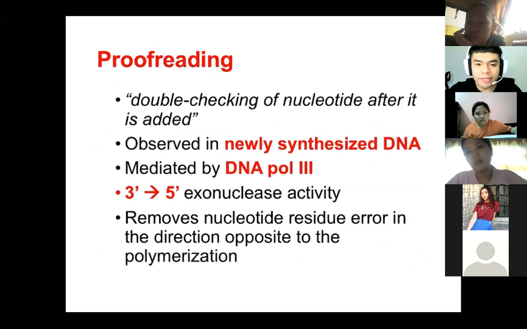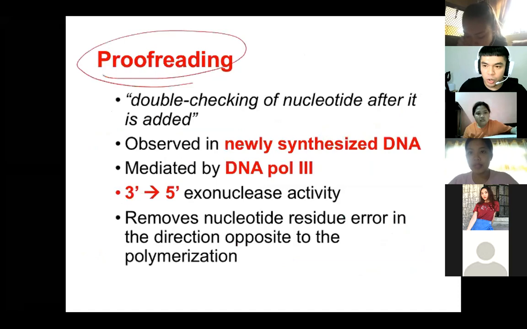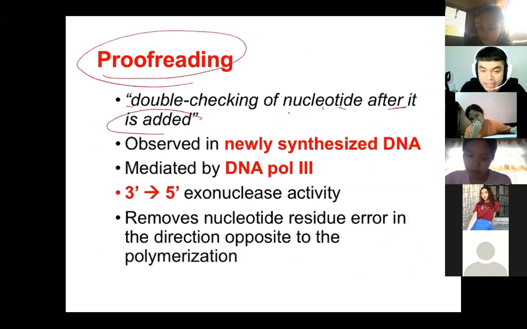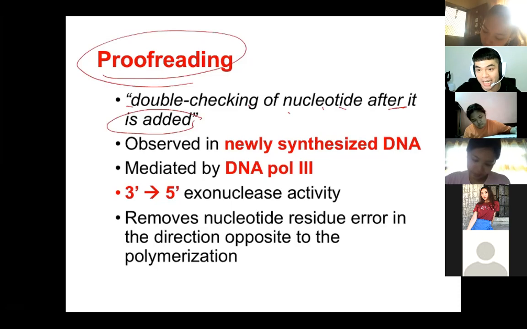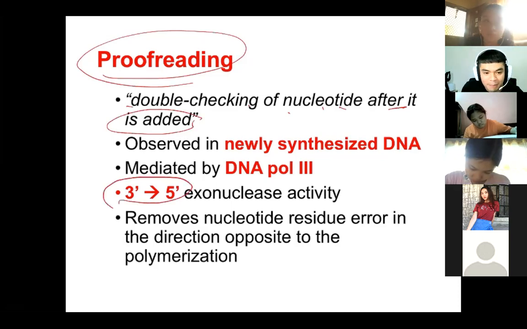And then, one distinct property also of DNA polymerase 3, it can double check kung ano yung natapos niya, kung ano yung nagawa niya. So sabi dito, double checking of nucleotide after it is added. So yun nga, pag pwesto ng isang nucleotide, paglipat sa kabila, babalikan na naman. Tama ba to o mali? So since babalikan, dapat ang movement ng polymerase kabaliktaran nung kanina. Kaya it becomes 3' to 5' exonuclease action.